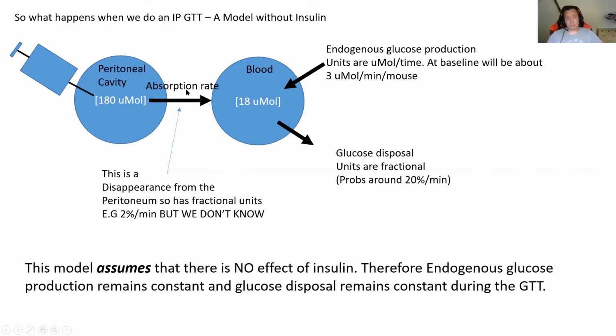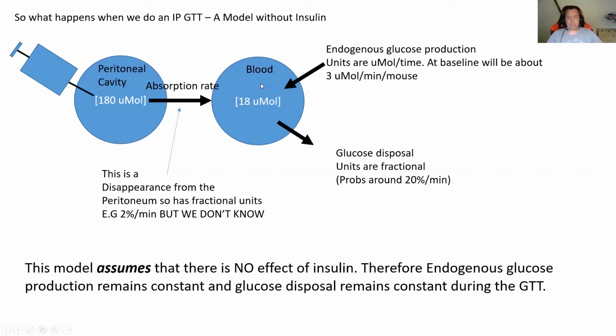That glucose will have an absorption rate into the blood. So disappearance from the peritoneum, so it's fractional units of 2% per minute. Because over time, the amount in the peritoneum will drop, and simply the gradient between the blood and the peritoneum will get closer and closer and closer until it matches, and then you'll see no more net transfer of glucose.